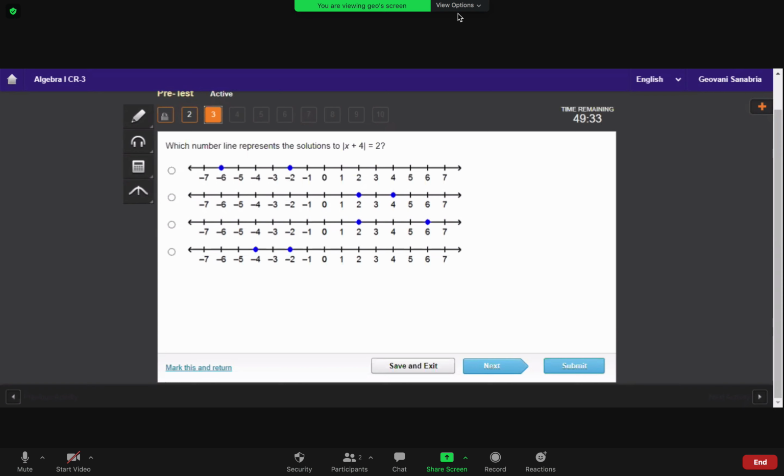Okay. So it could be negative 6 plus 4, which would be negative 2. And then the absolute value would be 2. So that one works. Now try plugging in the other one. So that one equals 2 also. So that one works.